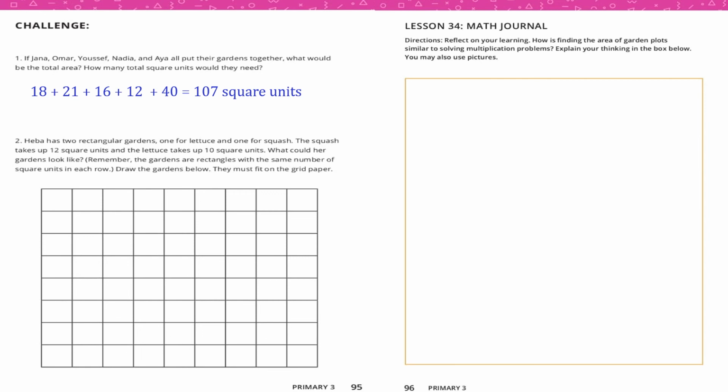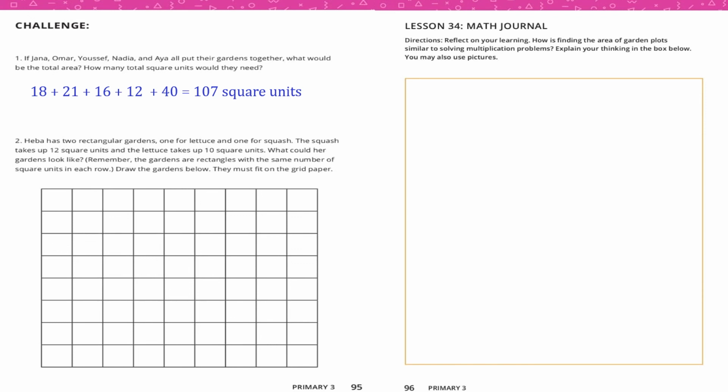Number 2, Hiba has 2 rectangular gardens, one for lettuce and one for squash. The squash takes up 12 square units and the lettuce takes up 10 square units. What could her garden look like? And remember, the gardens are rectangles with the same number of square units in each row. Draw gardens below and they must fit in the grid paper.